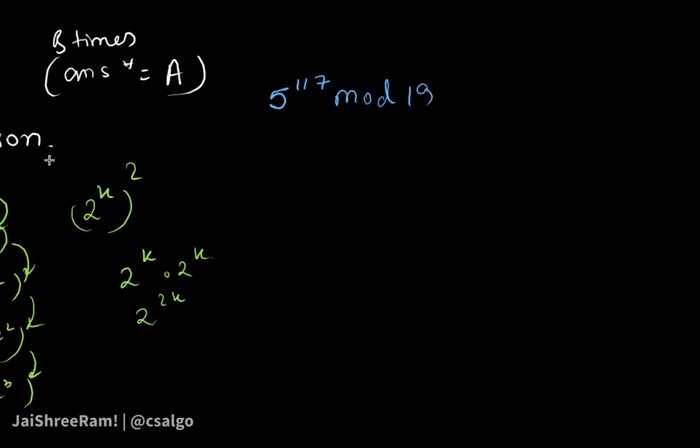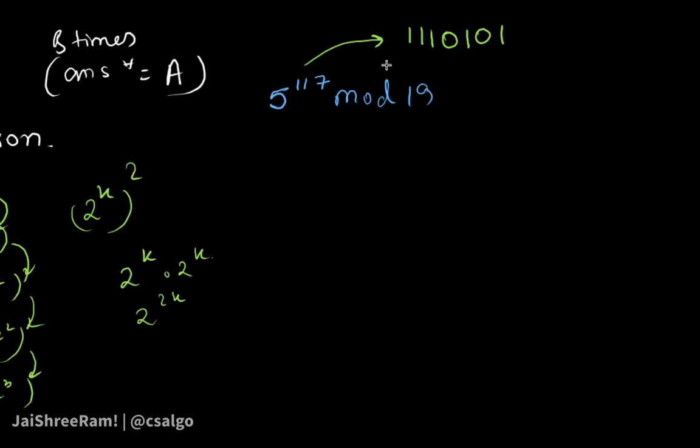So now the idea that we'll be using is to write this 117 in binary. How do you write 117 in binary? For this you can write it in binary in this way. This is how you write 117 in binary.